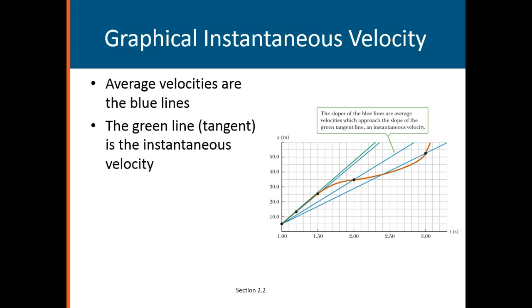Okay. You get an idea of the difference between average velocity and instantaneous velocity. Instantaneous is the tangent line. Average velocity would be any of those, depending on where you took your final position to be. Make sense?